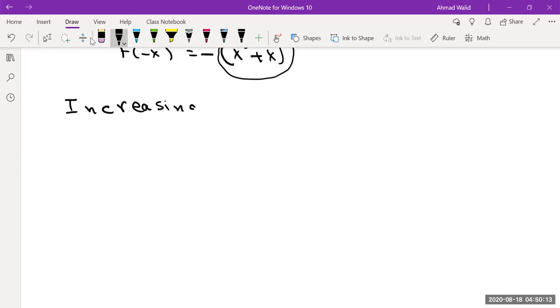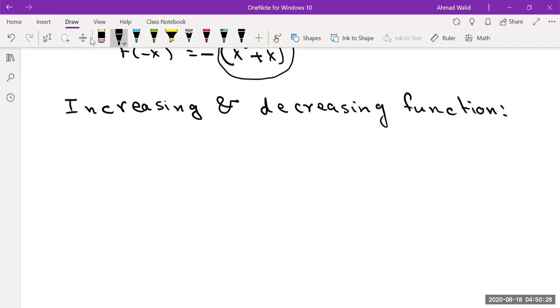Increasing and decreasing functions. Even I'm not happy with this title. They should say in which interval a function is increasing and in which interval a function is decreasing, correct? But they put a general name here, increasing and decreasing functions, correct?